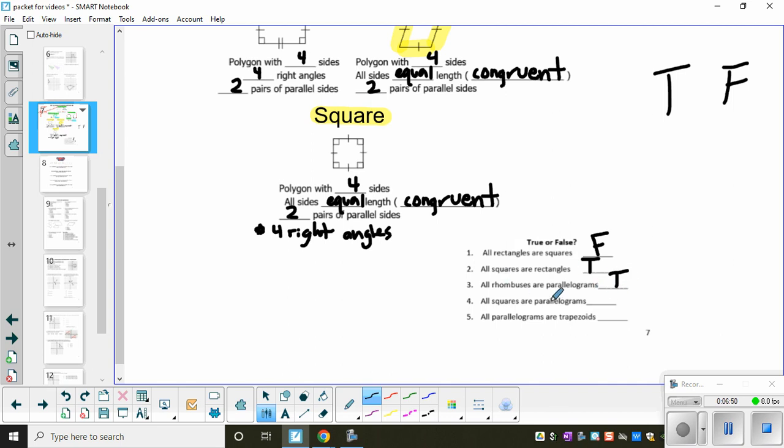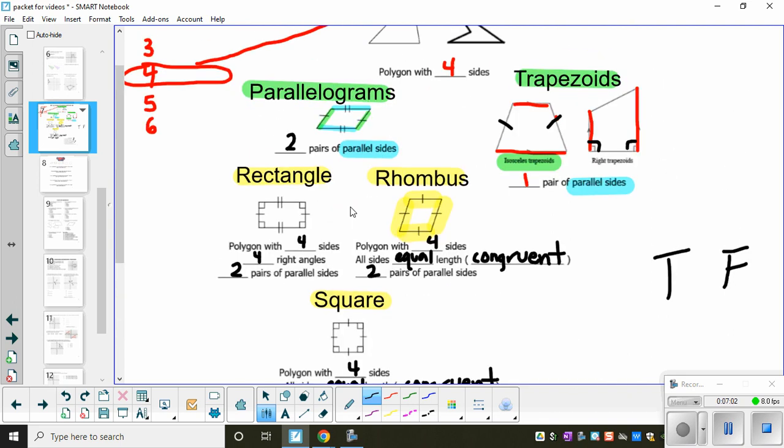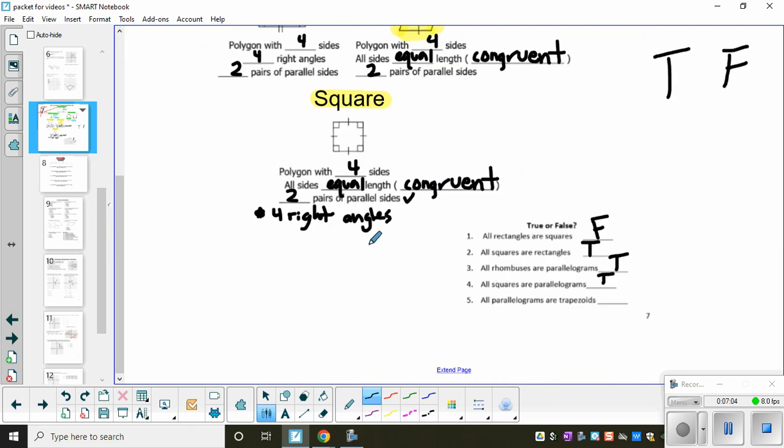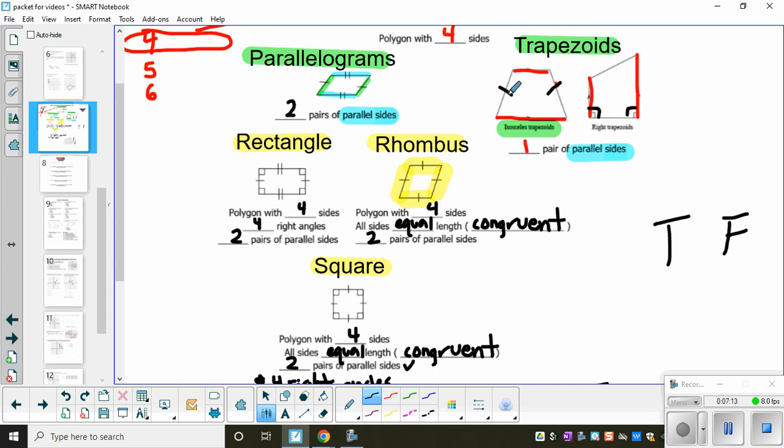Are all squares parallelograms? Well, to be a parallelogram, you just have to have 4 sides, and you have to have 2 parallel sets. So that does everything. It's true. And again, the shortcut, you can just say the word square is under parallelogram, so that's true. Now, if I ask, are all parallelograms trapezoids? Definitely not, because they're 2 separate categories to begin with.